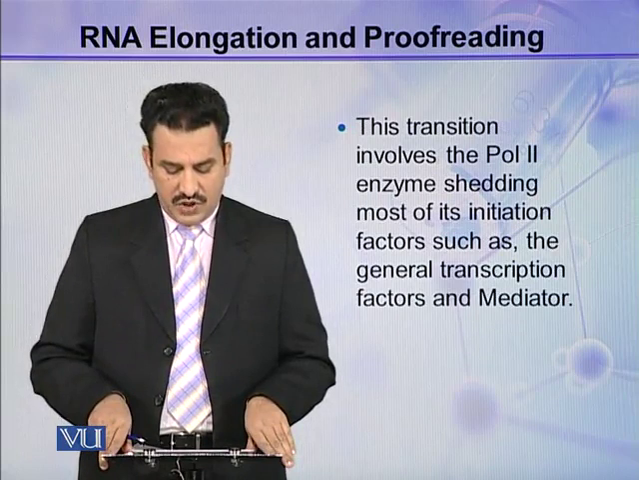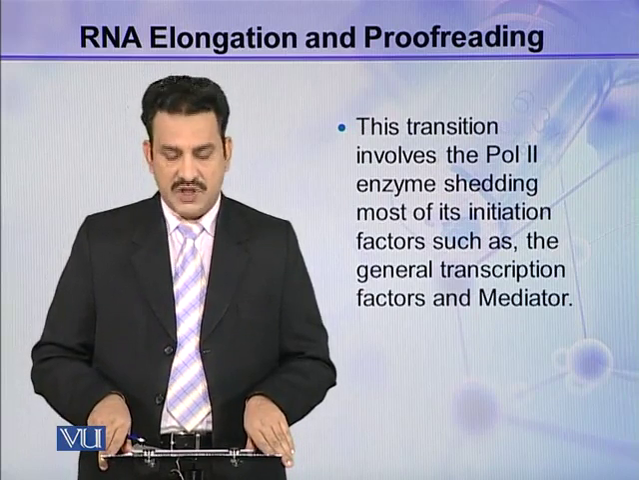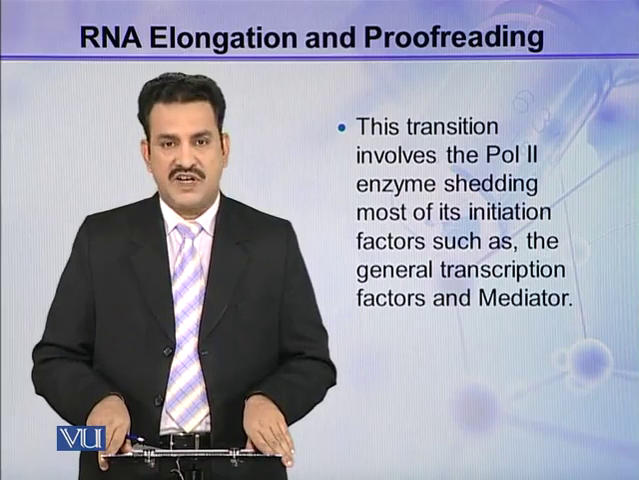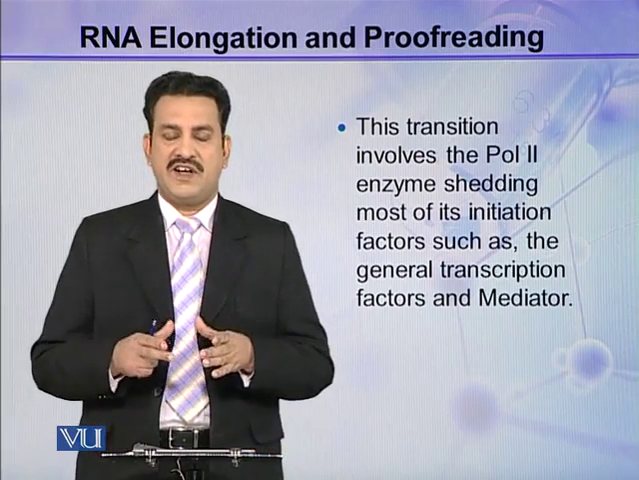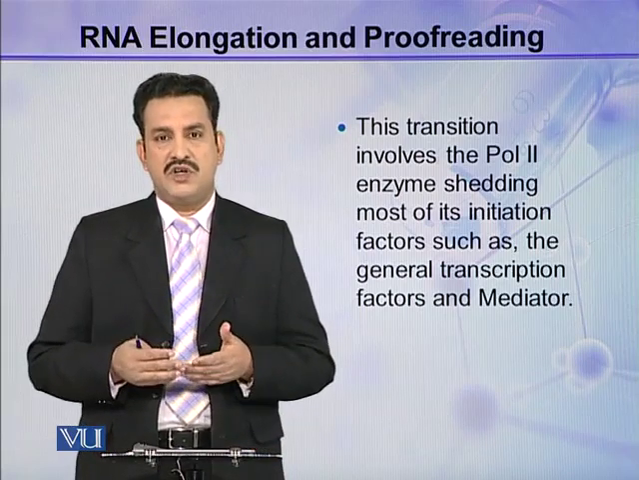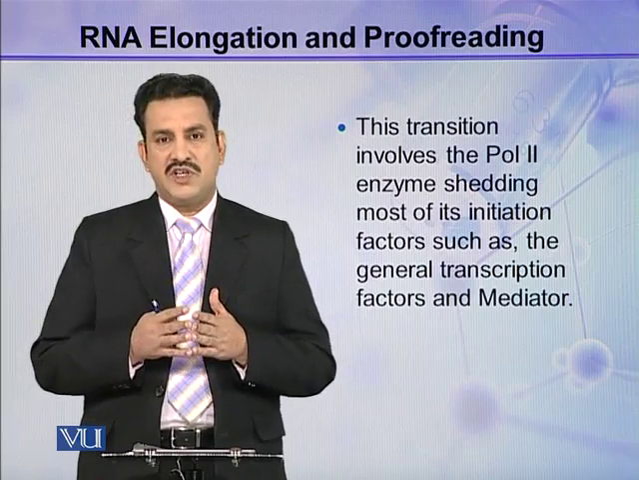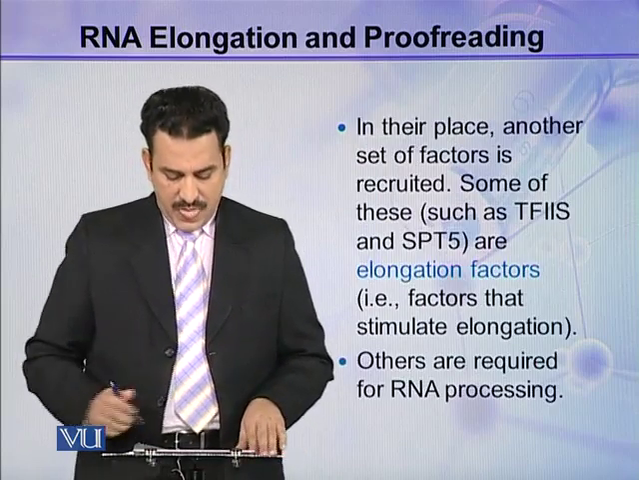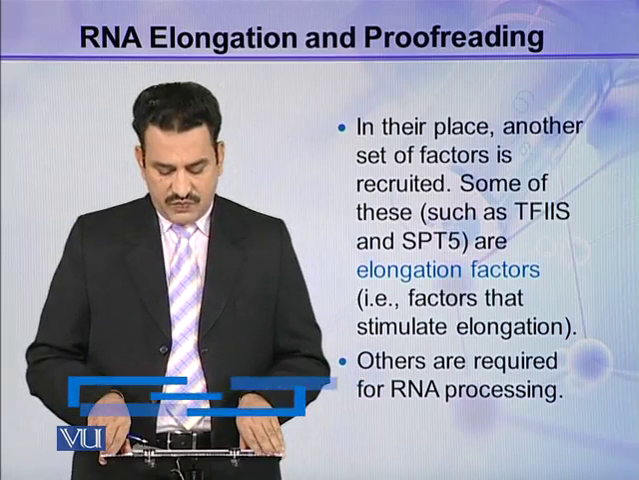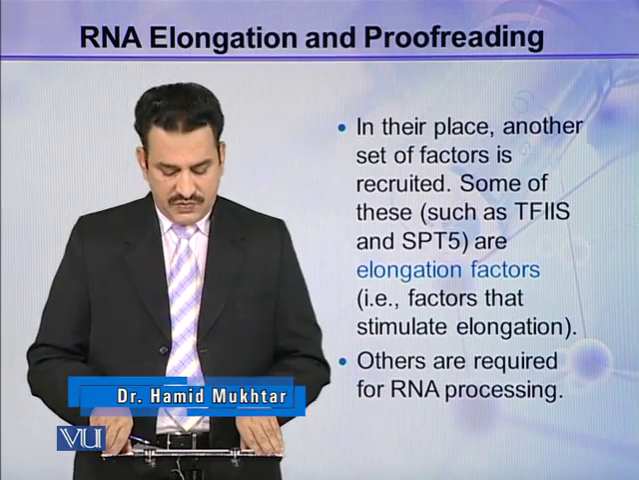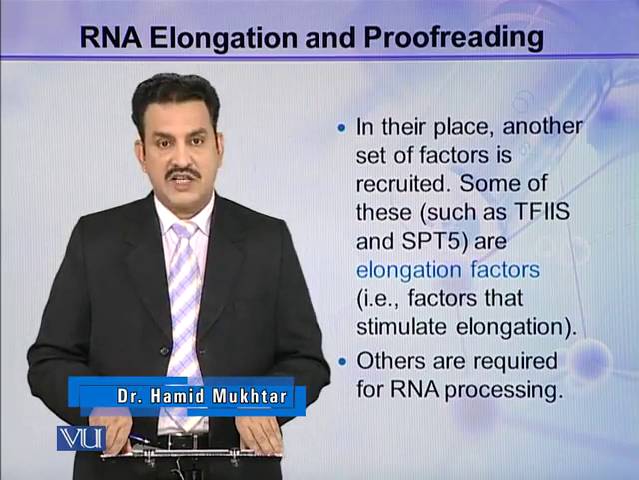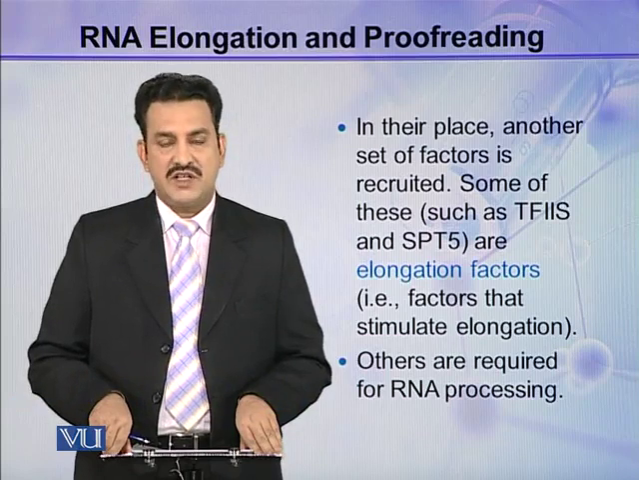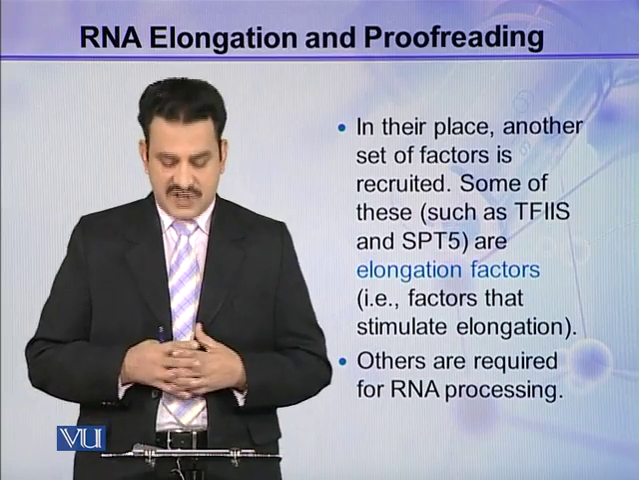This transition involves the polymerase II enzyme shedding most of its initiation factors, such as the general transcription factors and the mediator. So all the factors which were recruited during initiation are mostly shed when it enters the elongation phase. In their place, another set of factors is recruited. Some of these, such as TFIIS and SPT5, are elongation factors, that is, the factors which stimulate elongation of transcription.